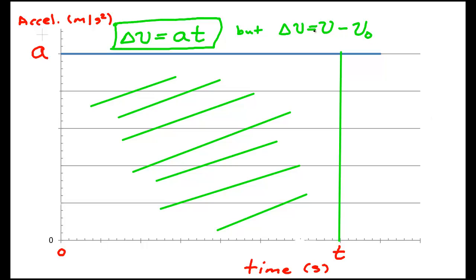Well, I can rearrange that equation to find v. So let's do that. v is equal to v naught plus delta v. That's always the true formula. But now I have a solution for delta v. For this type of graph, it's this. So v is equal to v naught plus at.